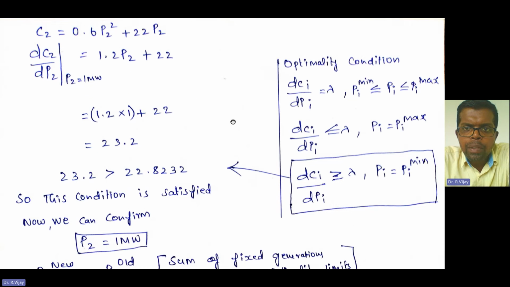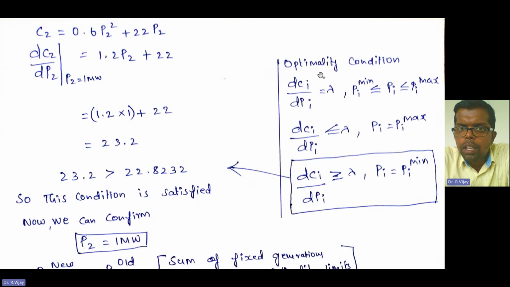How to proceed? What are the optimality conditions? dCi/dPa is equal to lambda for Pa minimum less than or equal to Pa less than or equal to Pa maximum. Then dCi/dPa is less than or equal to lambda for Pa equal to Pa maximum. dCi/dPa greater than or equal to lambda for Pa equal to Pa minimum. These are the 3 optimality conditions we already solved in our previous classes.